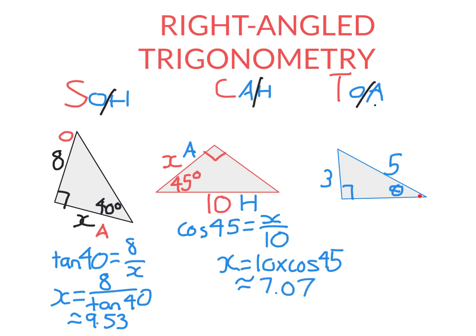So in this triangle here, we're actually finding an unknown angle that I've called theta. So your first step is still to determine which ratio to use. So in this case, 3 is the opposite and 5 is the hypotenuse. The ratio we use when the question involves opposite and hypotenuse is, of course, sine.